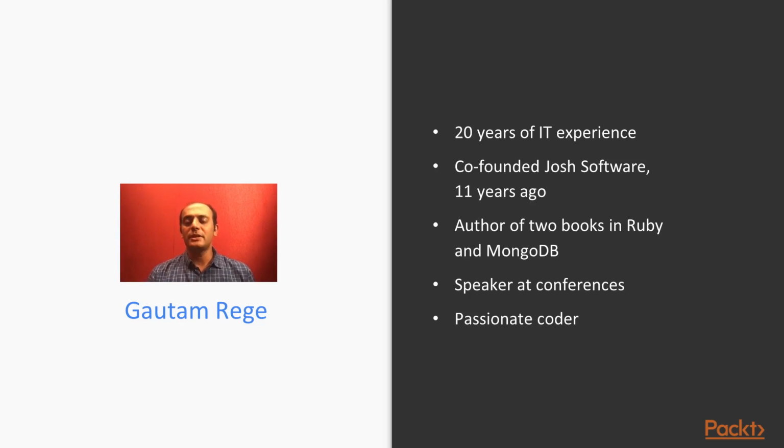I have about 20 years of experience programming. I am the co-founder of Josh Software. I started it in 2007-2008. I have been writing a couple of books in Ruby and MongoDB. I love speaking. That's quite obvious, as you all can see. I speak at various technical conferences around the world, and I love to code. Over the course of this tutorial, you will see a lot of code, and I hope you enjoy it.